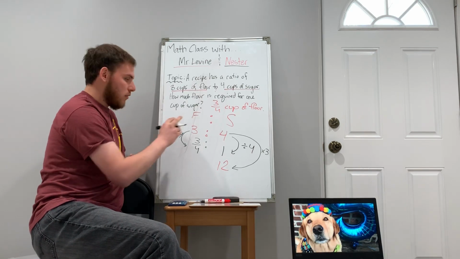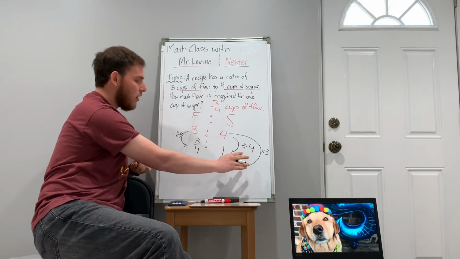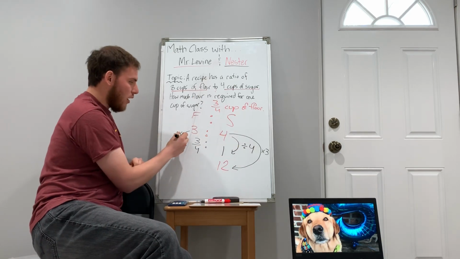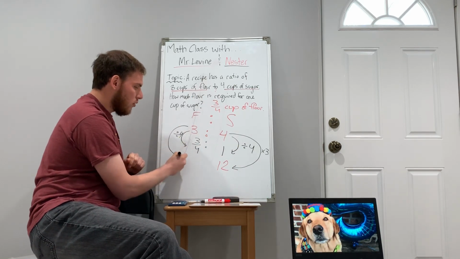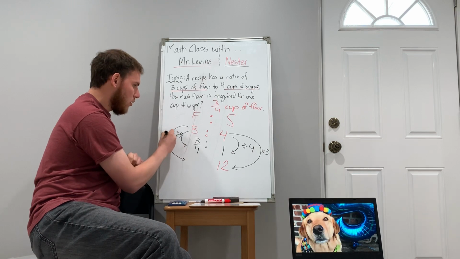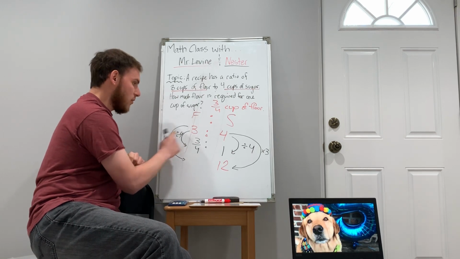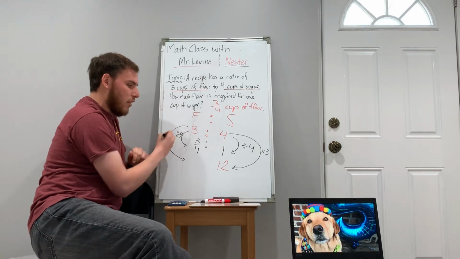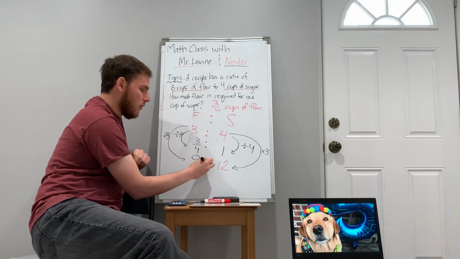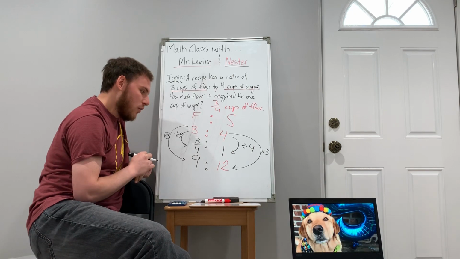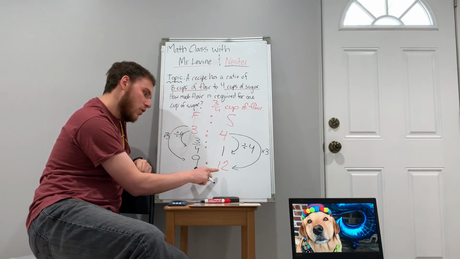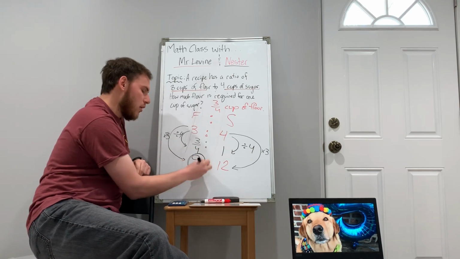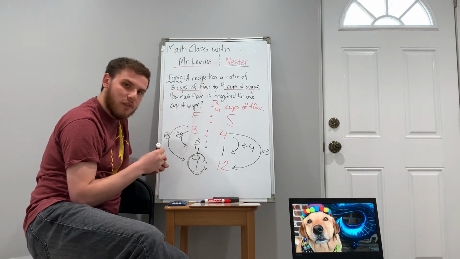And just like we said before, whatever you do on one side of the ratio, you have to do on the other side. So I'll do 3 times 3. And 3 times 3 equals 9. So my answer to part B would be, if there are 12 cups of sugar, that means there has to be 9 cups of flour.